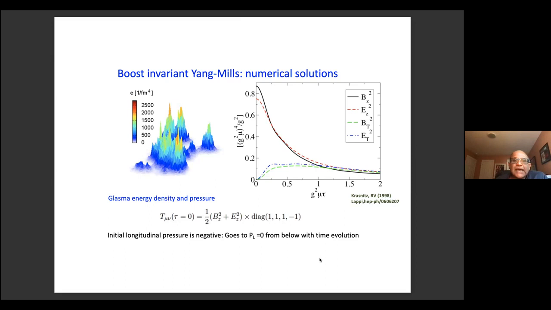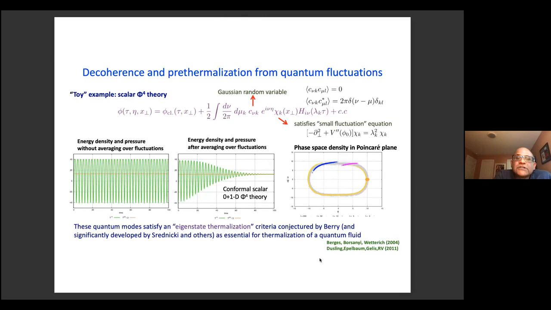To understand that, we can think in terms of the role of quantum fluctuations in this problem. You can consider as a toy example a scalar phi-4 theory, where you have a background classical field, which is only a function of the proper time and the transverse degrees of freedom. It's this boost invariant scenario I mentioned. There's also, in principle, the dependence on the space-time rapidity, which you can think of as the analog of the longitudinal size of the system. And so what you can do, as in this toy example, is compute quantum fluctuations, which you can represent in terms of this integral here, where you have some amplitude governed by some Gaussian random variable, times solutions of the small fluctuation equations, these Hankel-type functions, which form the basis of this.